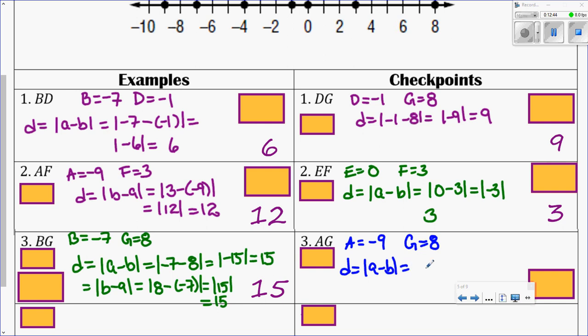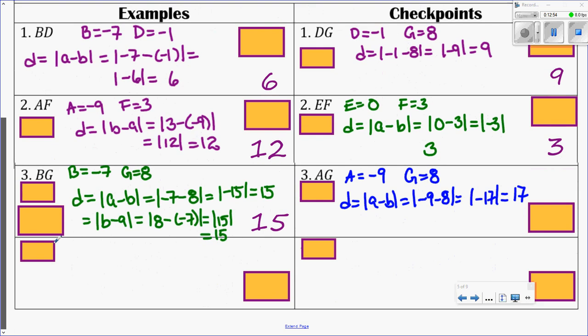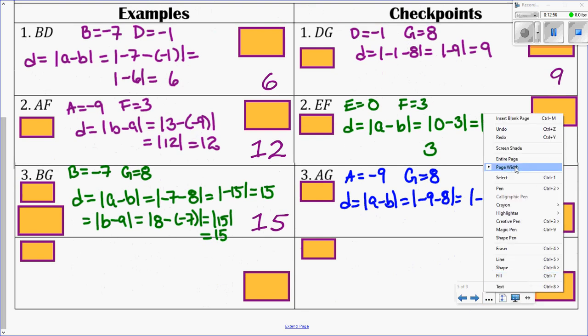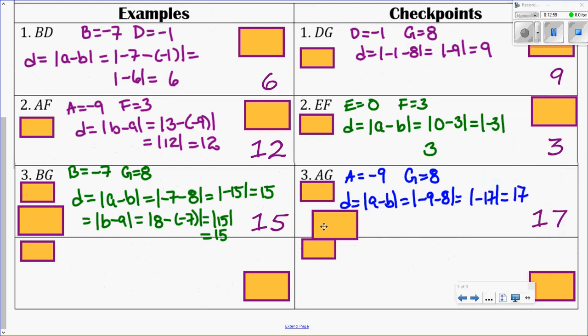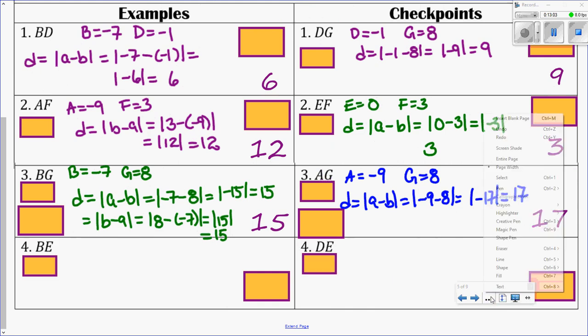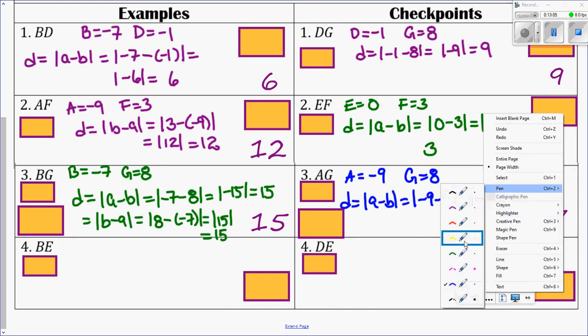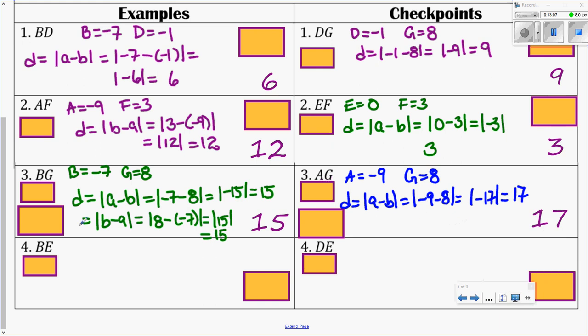So we plug it in, we have -9, -8, -17, and then that gives me 17. And then let me move, select, move that, and move this. Alright, and I'm just going to do the last two. I'll use red for that.